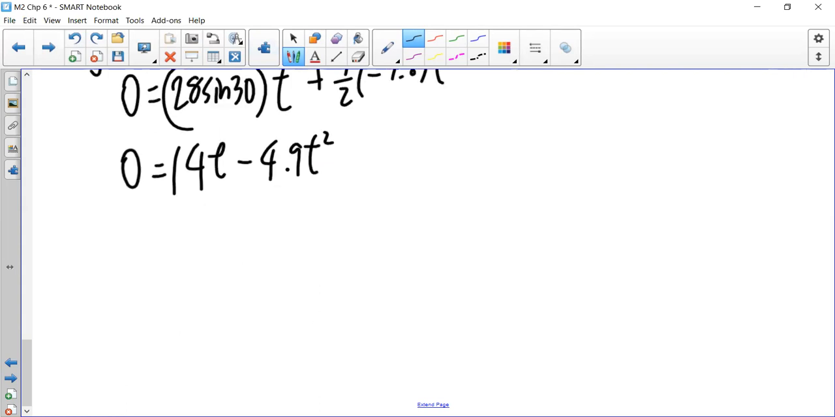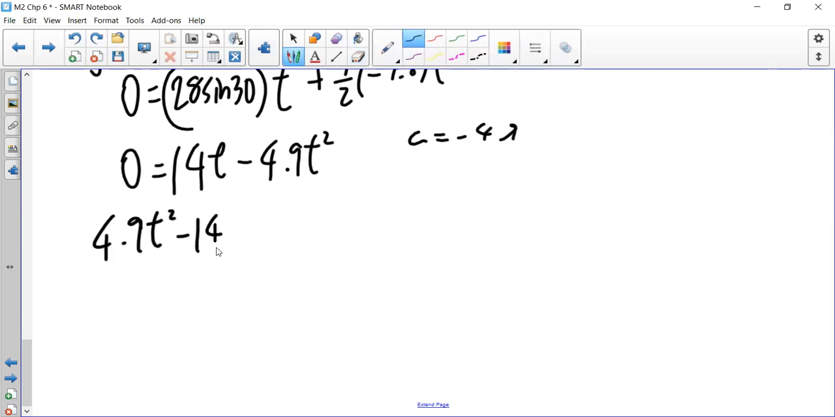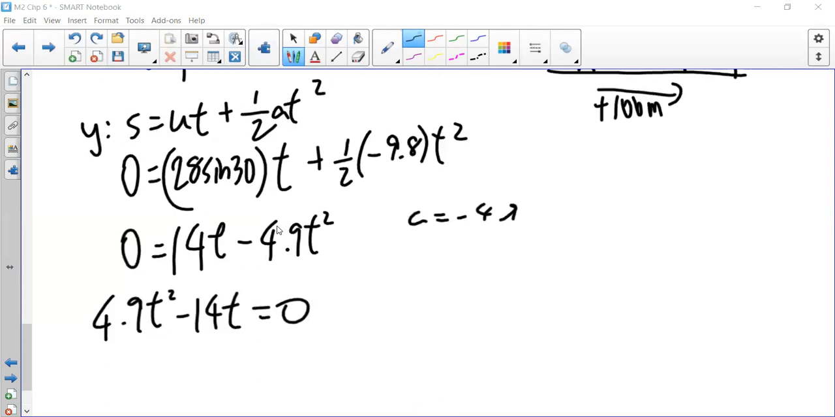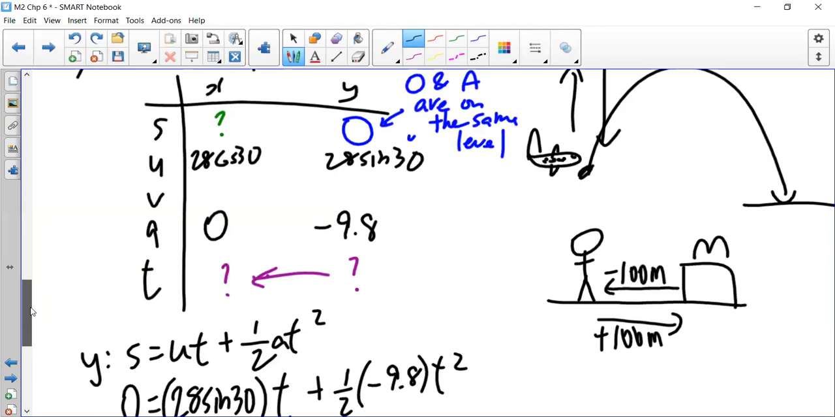When you put it in a calculator, your a is negative 4.9. Or you can rearrange it if you prefer. So that will be 4.9t squared minus 14t equals 0. Put in a calculator, solve the quadratic. T equals 2.86. So once we've got that, then we can plug it into the x column.